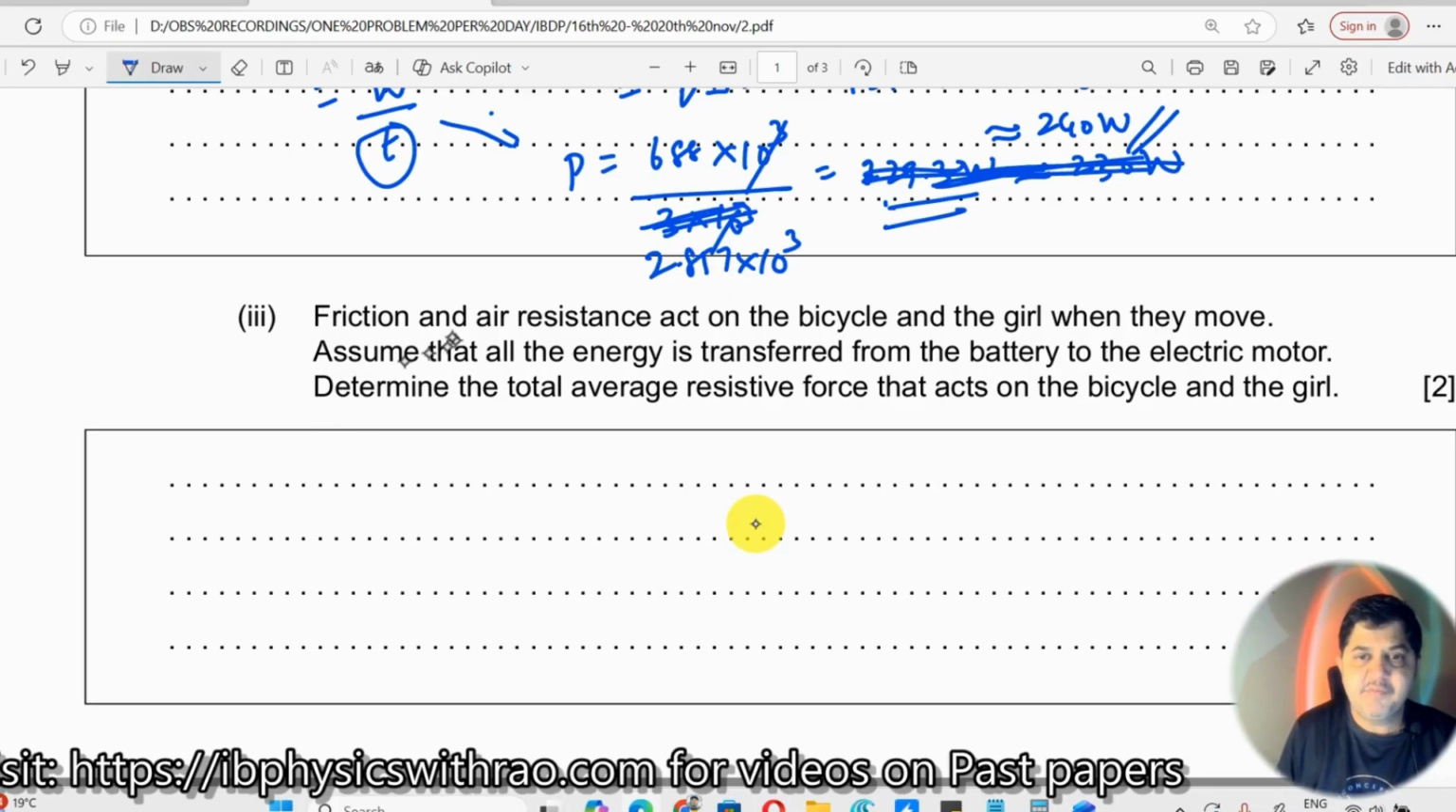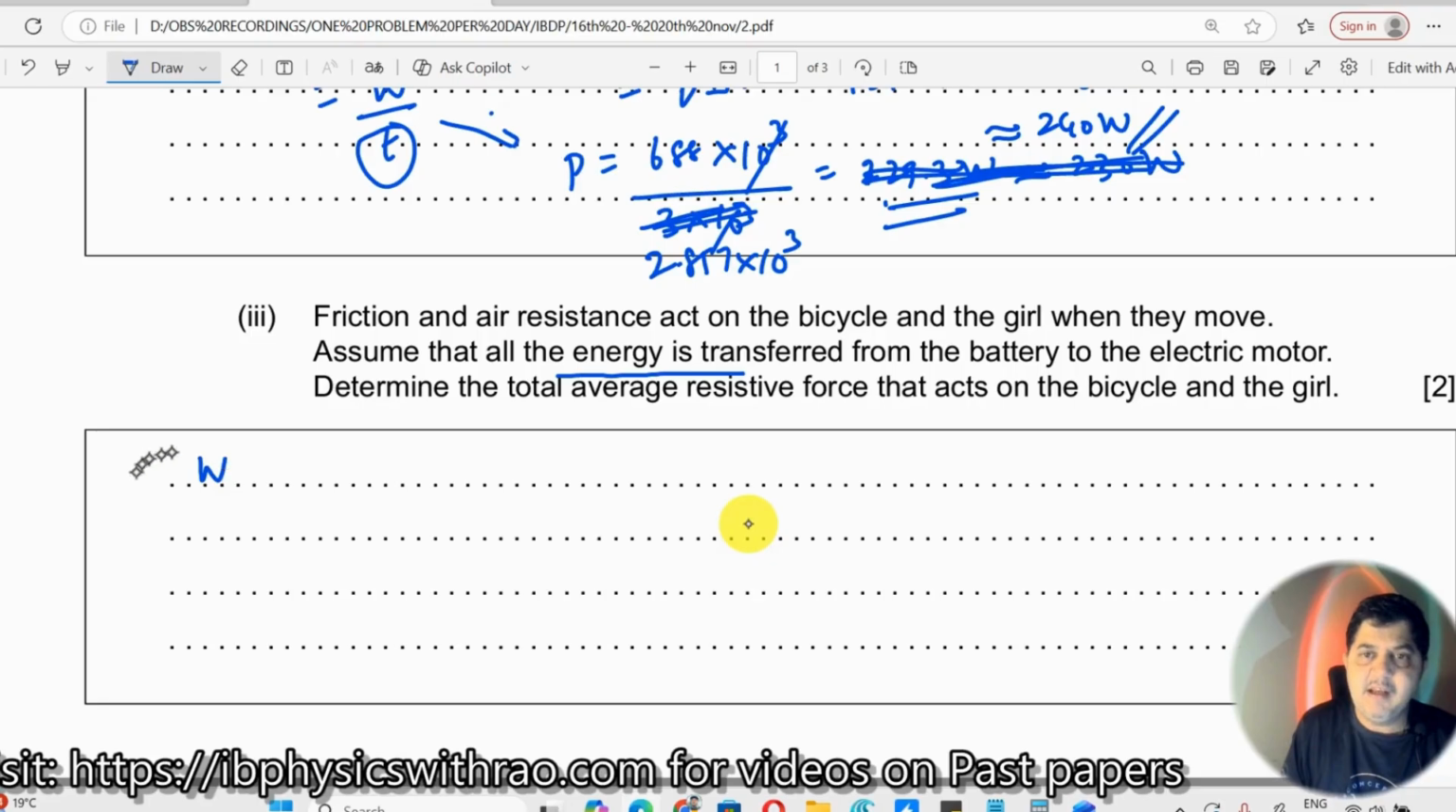Okay, part 3. Friction and air resistance act on the bicycle and the girl when they move up. Assume that all the energy is transferred from the battery to the electric motor. How much energy is getting transferred? The energy transferred is nothing but the energy contained in the battery. What was the energy contained in the battery?